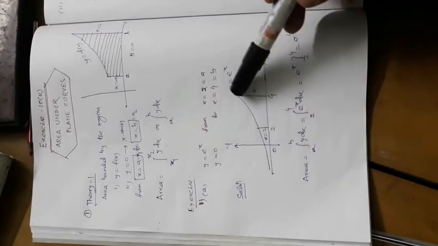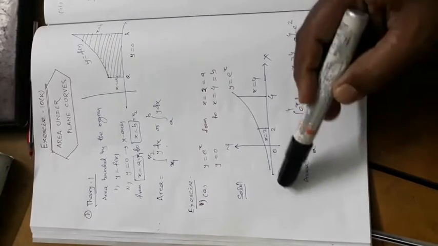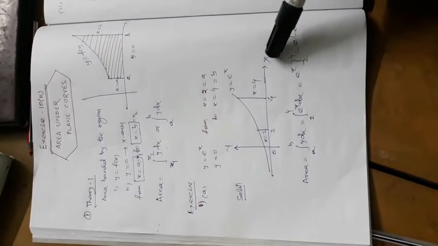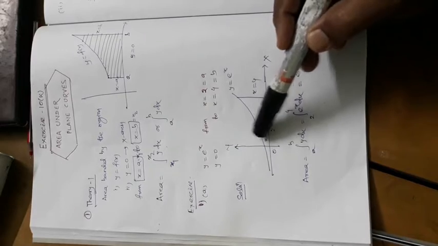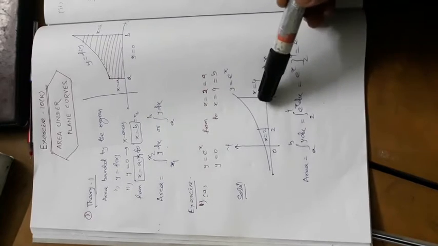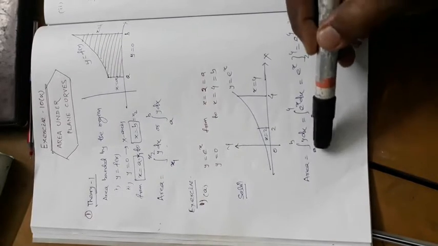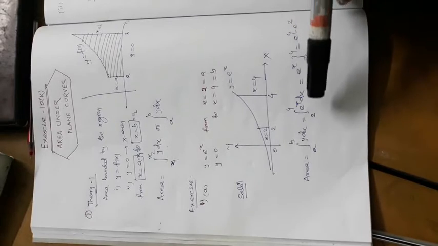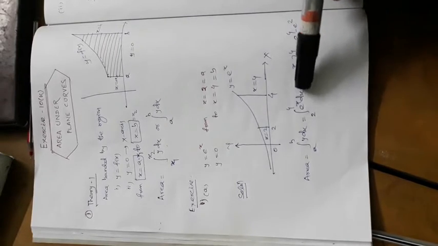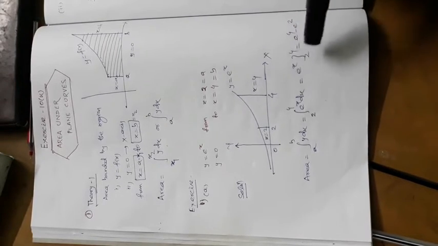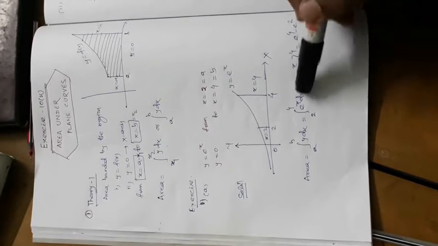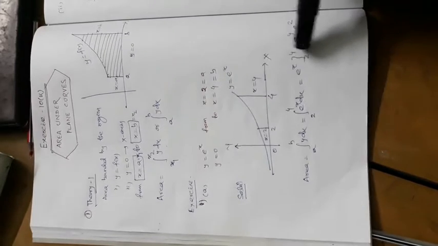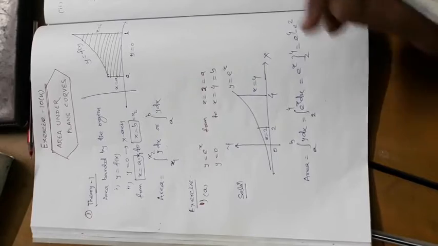This is the curve y is equal to e to the power x. This is the line y is equal to 0, means the x axis. This is x is equal to 2, and this is x is equal to 4. The area is the integration of y dx from a to b, that is the integration of e to the power x dx from 2 to 4. Then the value is e to the power x from 2 to 4, which is e to the power 4 minus e to the power 2.